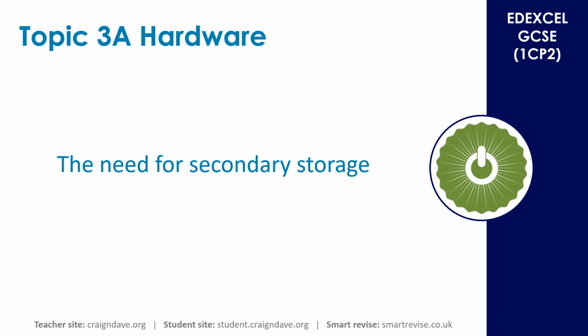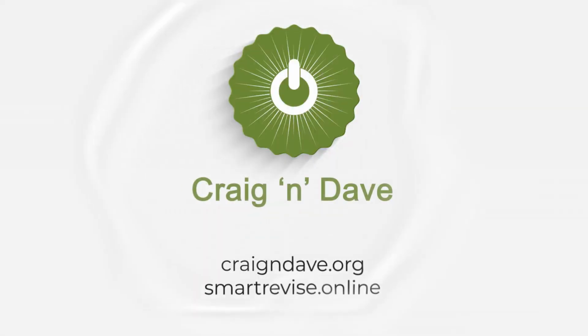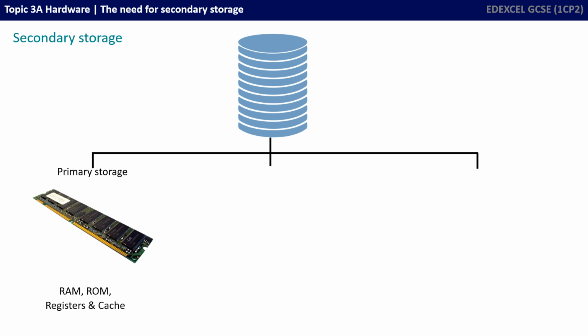In this video, we take a look at the need for secondary storage. Storage in a computer system can be thought of in three broad terms: primary, secondary and tertiary. Primary storage is the immediate memory that the process has access to. This includes the registers, the cache, the ROM and RAM.